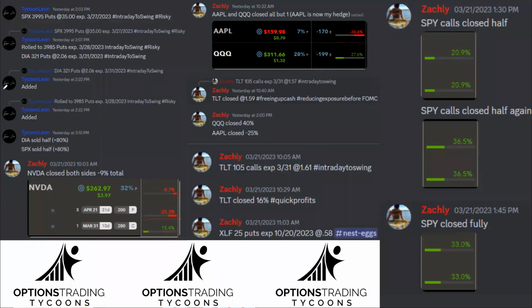Tycoon Leon, he pretty much runs the show in there. And yesterday he got 80% shorting the market after the FOMC speech. So, you know, that big initial pop that we really had, Leon was in there shorting it. He shorted the Dow Jones Industrial Average and he also shorted SPX. And he was able to sell half of those in about an hour for 80% profit. So really, really good trades there. That's enough about the Discord.